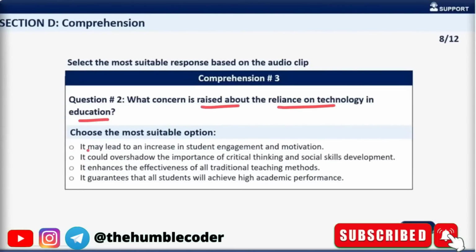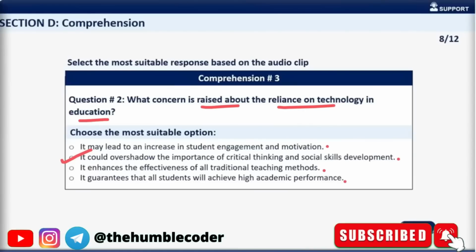The options that we have are: it may lead to an increase in student engagement and motivation; it could overshadow the importance of critical thinking and social skill development; it enhances the effectiveness of traditional teaching methods; it guarantees that all students will achieve high academic performance. Okay. So let's see the correct answer for this question. The correct answer for this question is, it could overshadow the importance of critical thinking and social skill development.